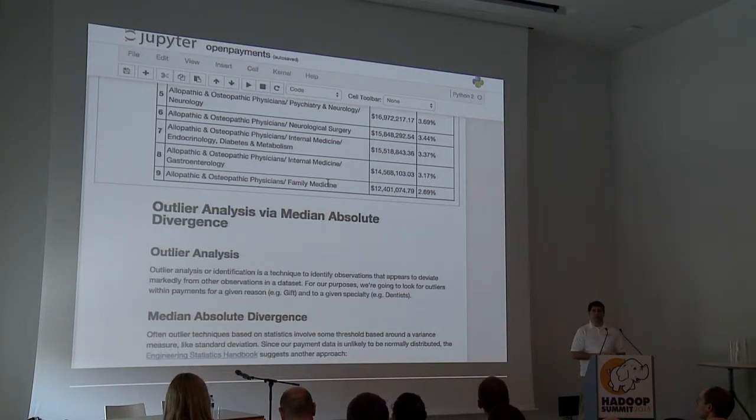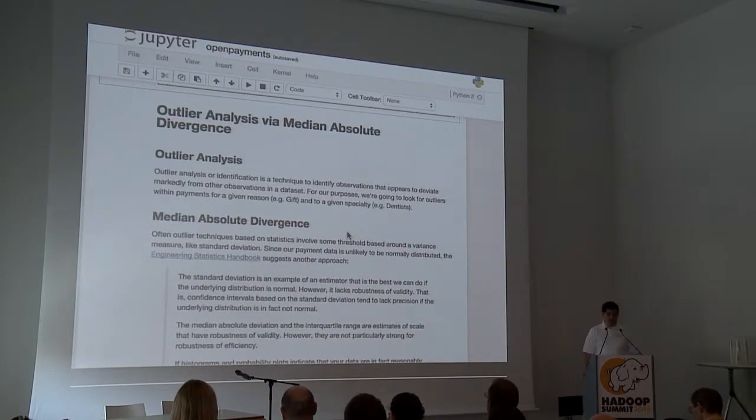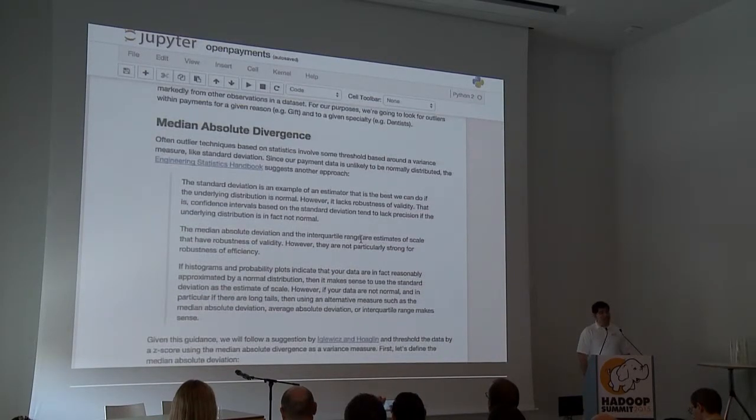If you look around, how do you do outlier analysis? There's lots of different ways. Most of them are pretty simple, right? Some of them are very complex. They range from simple to complex. I tried to pick something in the middle, something that didn't use machine learning, something more statistical, and something that was computationally relatively intensive, right? So I went to the trusty Engineering Statistics Handbook and saw what they had to say.